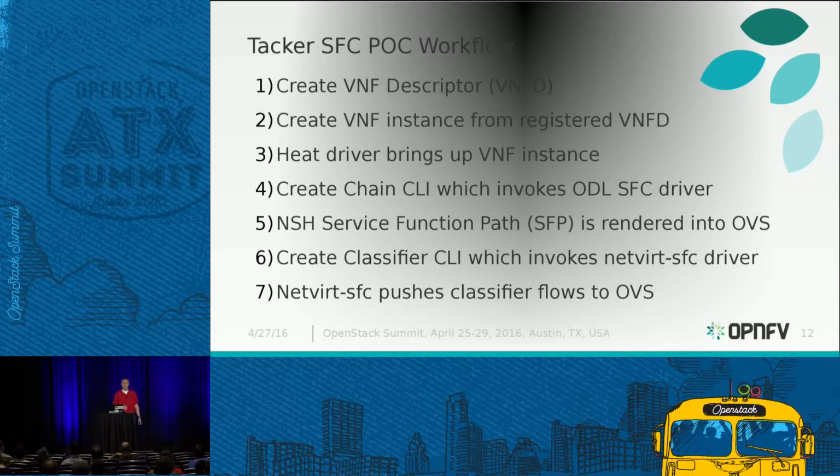For Tacker, creating service function chains, what's the workflow and how do we integrate this proof of concept? So these first three items here: creating a VNF descriptor, a VNFD, and creating a VNF instance from that VNFD. Tacker VNF Manager uses Heat or Nova backends to actually create that VNF instance. And so those first three things are already in Tacker. We didn't add any code to do that. So Tacker's already great at managing a VNF.